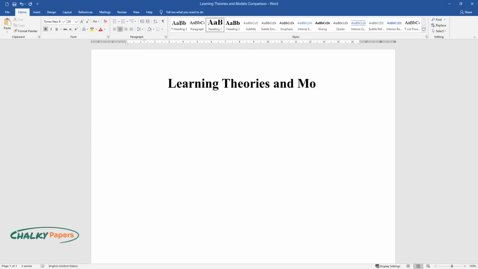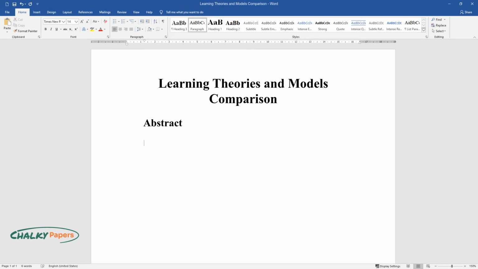Learning theories and models comparison. Abstract. Learning theories and models are very critical in the learning of individual behavior.